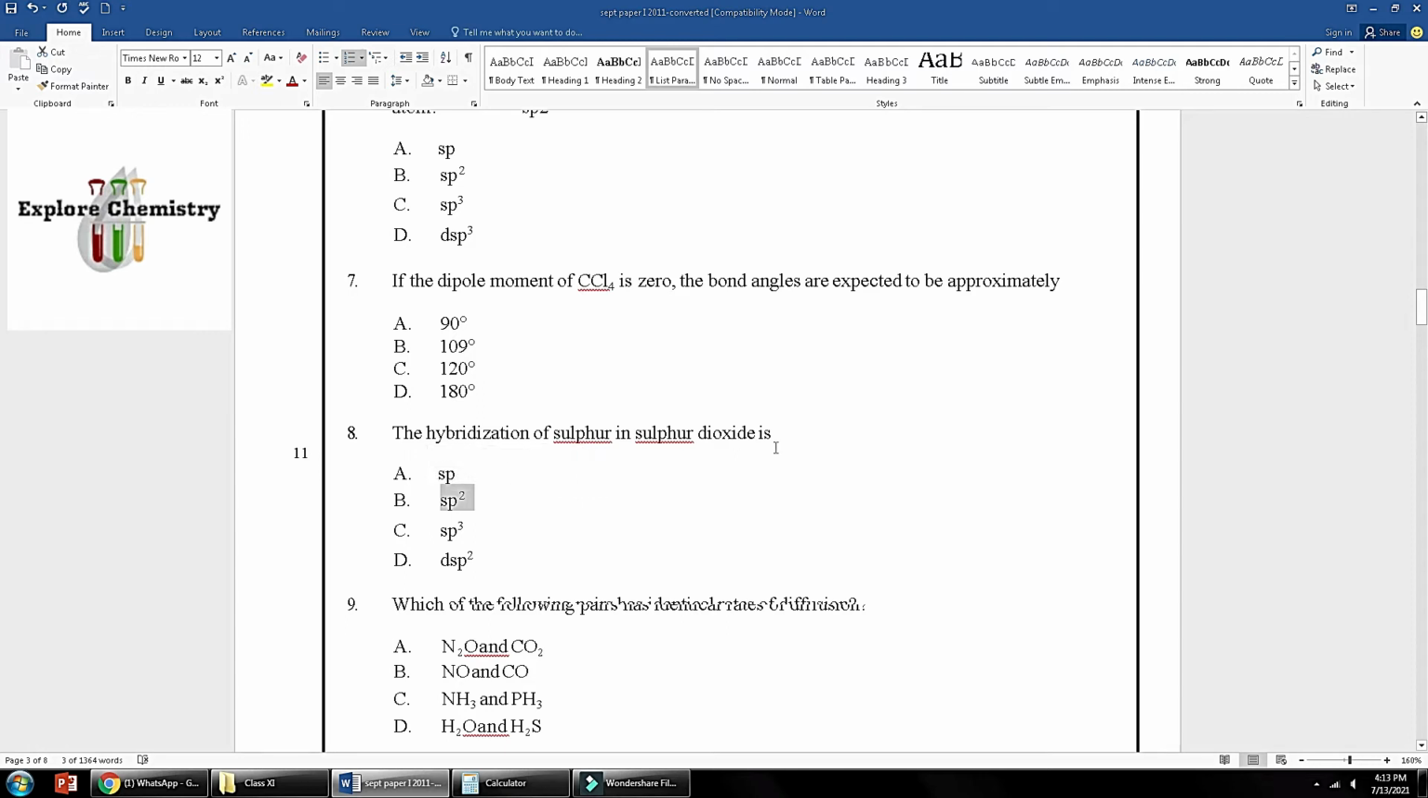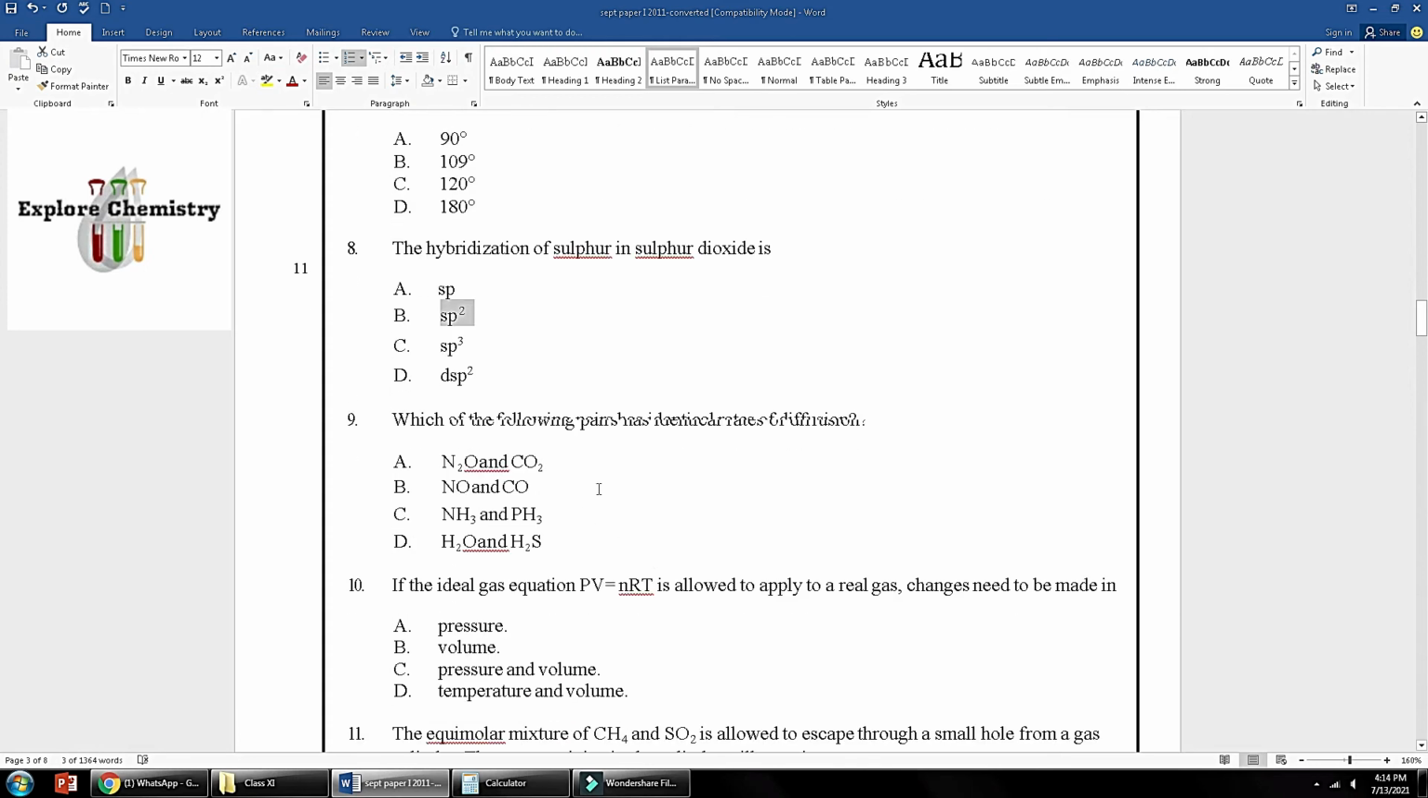Just like carbon, whenever carbon makes double covalent bond, hybridization is sp2. When it makes triple covalent bond, hybridization is sp1, and when carbon makes single covalent bond, hybridization is sp3. So here in sulfur dioxide, double bond is present, so hybridization is sp2.